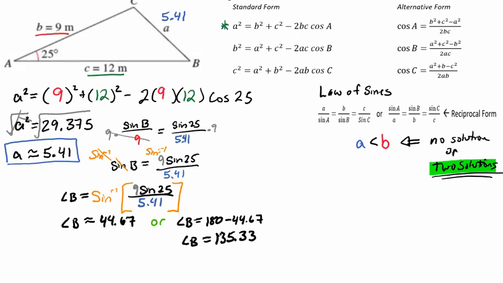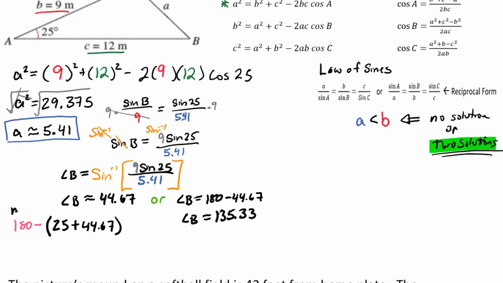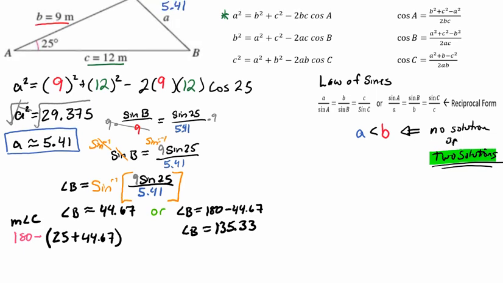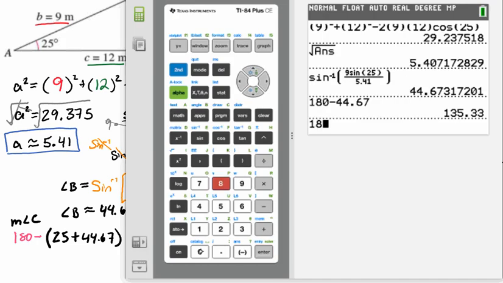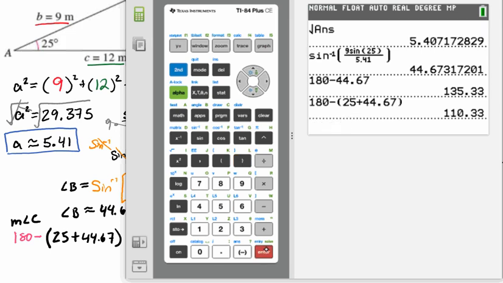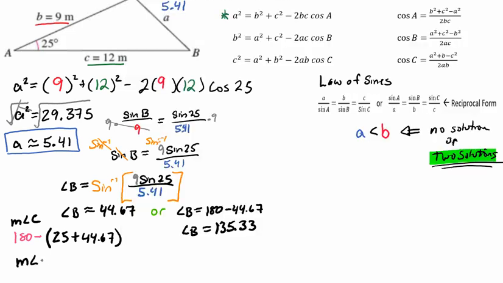Now that we have two angles, because remember we already had our 25 to start with, and now we have our B's, we can find angle C simply by taking 180 and subtracting the two angles that we have. So we subtract 25 plus our angle B of 44.67. Again, these are possible measures of angle C. 180 minus 25 and 44.67 gives us 110.33. So the measure of angle C would be approximately 110.33.